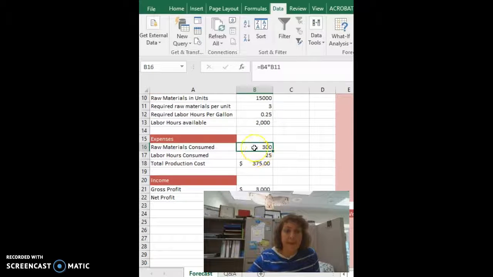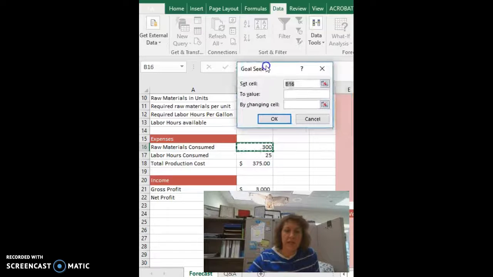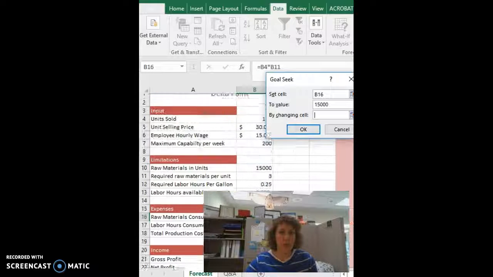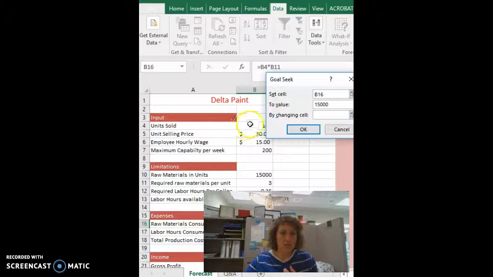Okay, so I'm active on B16. Under the Data tab, the What-If category, there's my GoalSeek command. It'll pick up B16 because I'm there, and then the instructions tell us that we have a total inventory of 15,000, and then what we want to know is how many units can we sell if we use up all of our inventory. And units sold is here, B4.